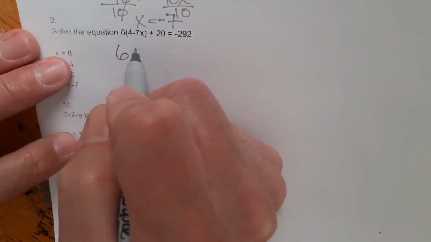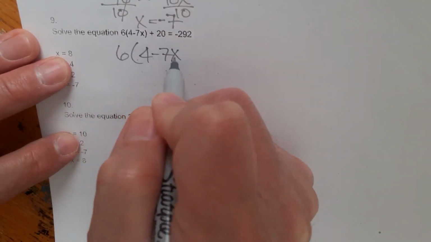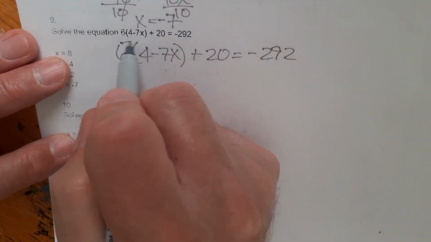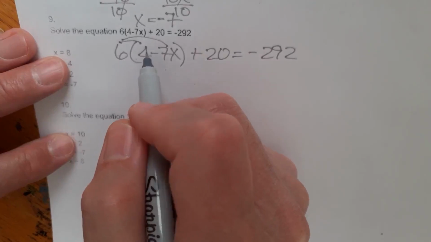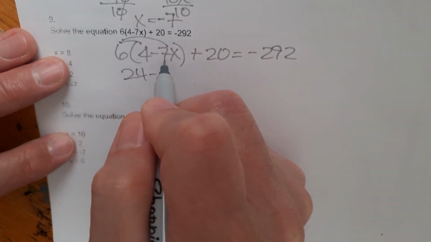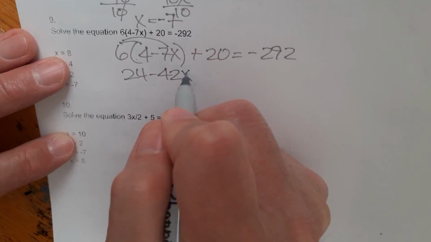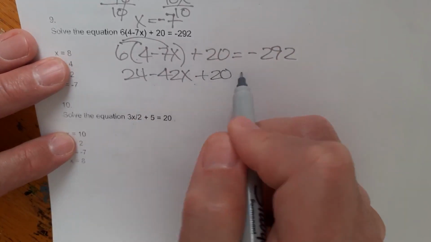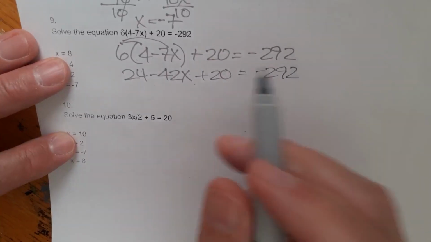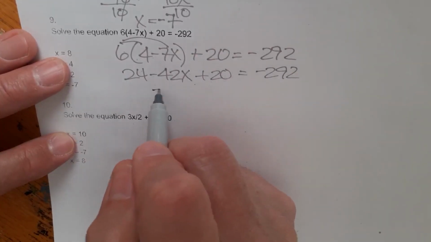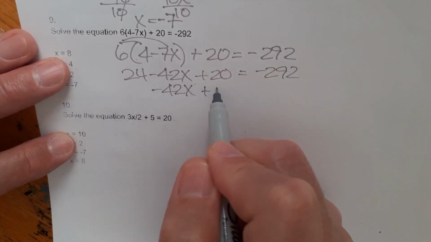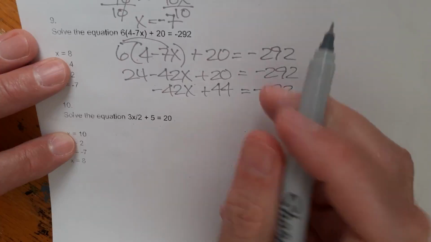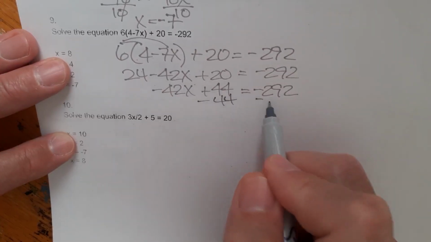Okay, so 6 times 4 minus 7x plus 20 equals negative 292. Gnarly. All right, so here and here, distribute. 6 times 4 is 24 minus 6 times 7 is 42x. We got the minus in there still, or negative. Plus 20, bring this down, equals negative 292. All right, combine like terms. 24 and 20, so negative 42x plus 44 equals negative 292. Minus 44 on both sides.